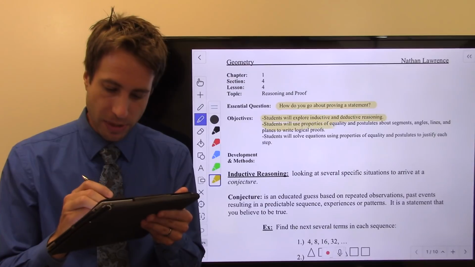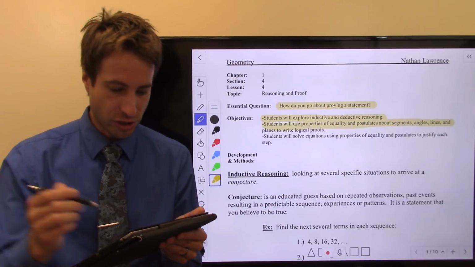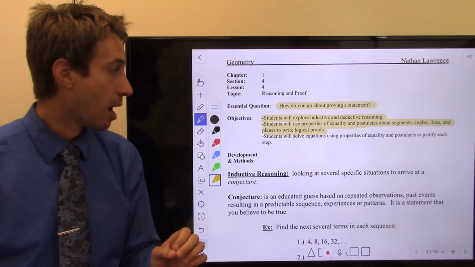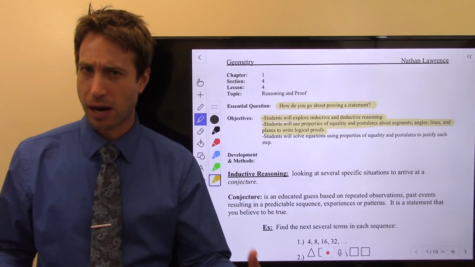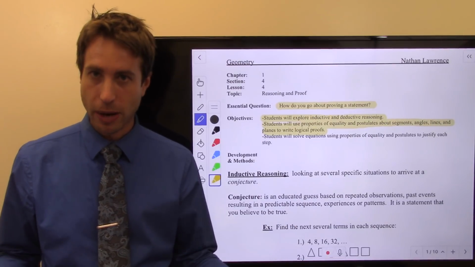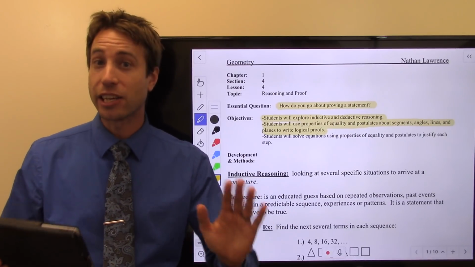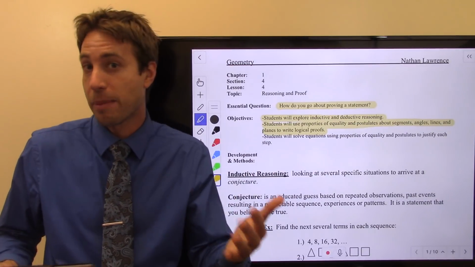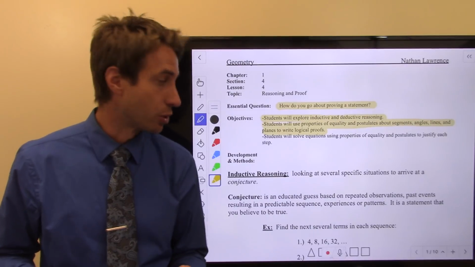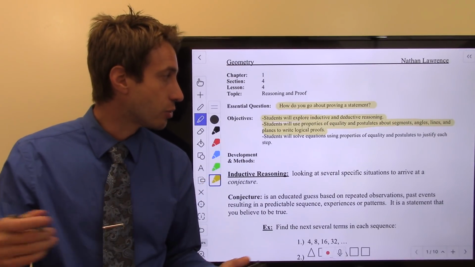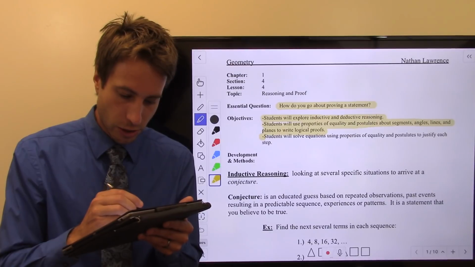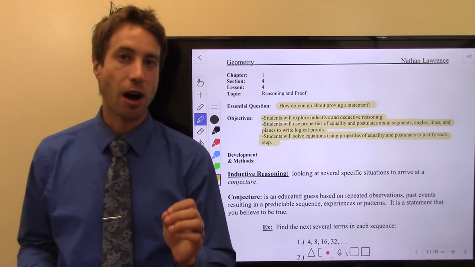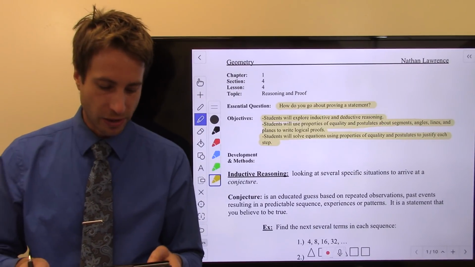Then you're going to use properties of equality and postulates, some of the postulates we've already talked about, to write a logical proof. We'll actually look at writing proofs. There are many ways to write proofs. This particular set of videos we'll talk about the most common one, which is the two-column proof. It's not the only way, but it's a common one and one that you probably will use the most. Students will solve equations using properties of equality and postulates to justify their steps. So we're going to get introduced to this idea of reasoning and proofs. Let's jump right into it.